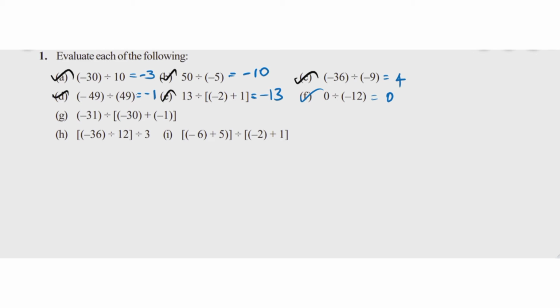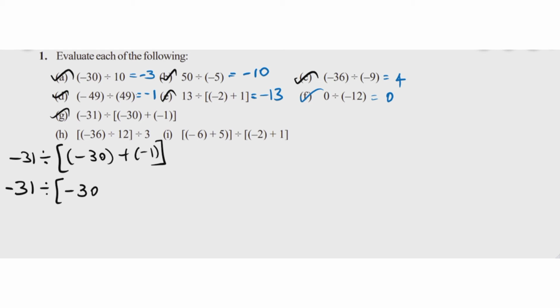Yeah, see, G bit also is the same. We are having minus 31 divided by, inside the bracket, some numbers, right? That is minus 30 plus of minus 1. So we can solve this now. Come along with me and solve. So minus 31 divided by minus 30 plus into minus. See here, plus into minus is minus. So minus 1. So I get minus 31 divided by minus 31.